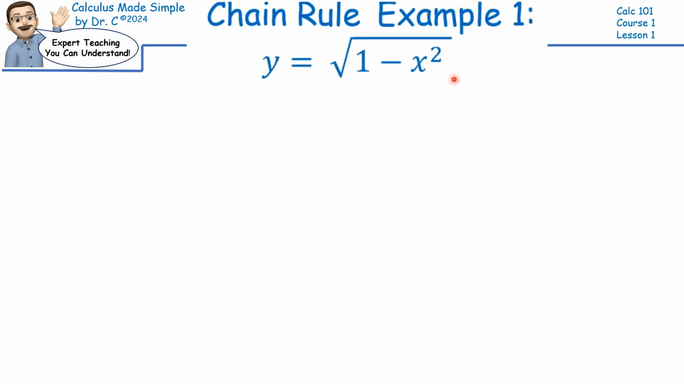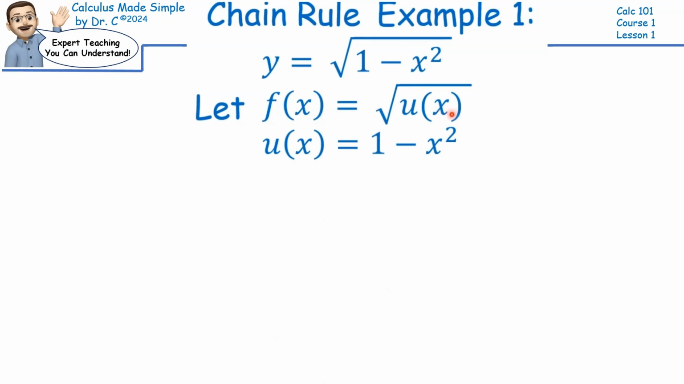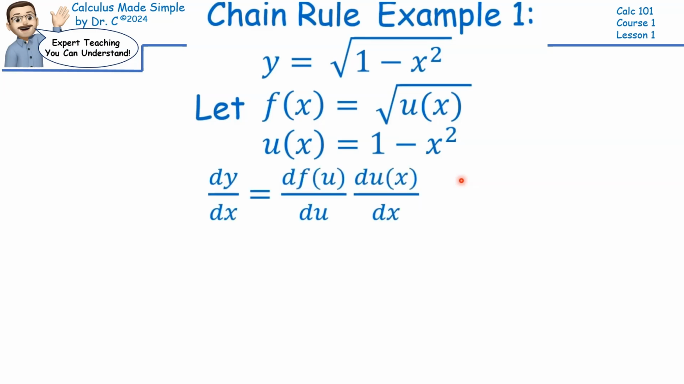Y is equal to square root of 1 minus x squared. How do you do that? Well, let f of x is equal to square root of u of x and let u of x equal 1 minus x squared. Apply the chain rule.